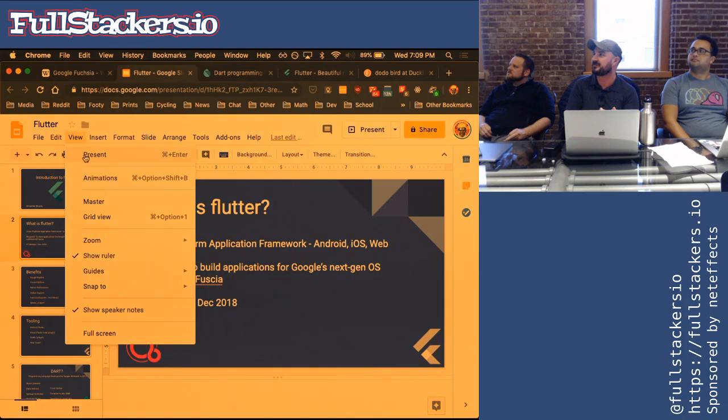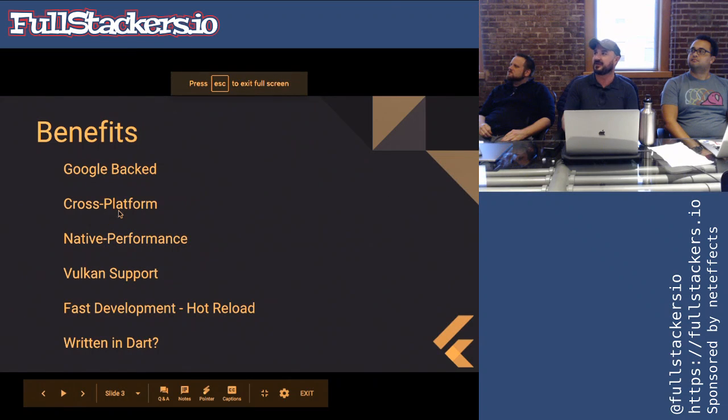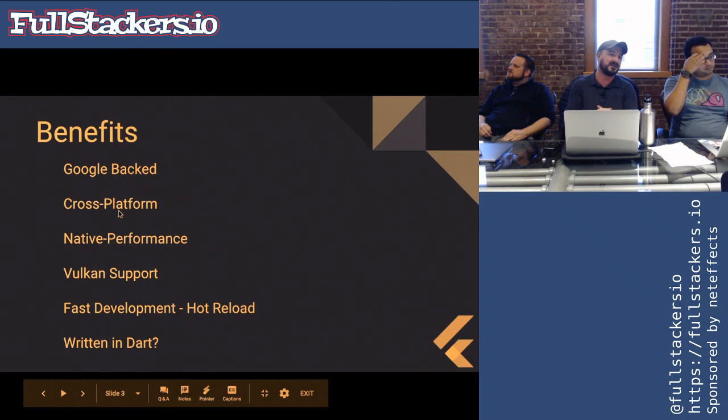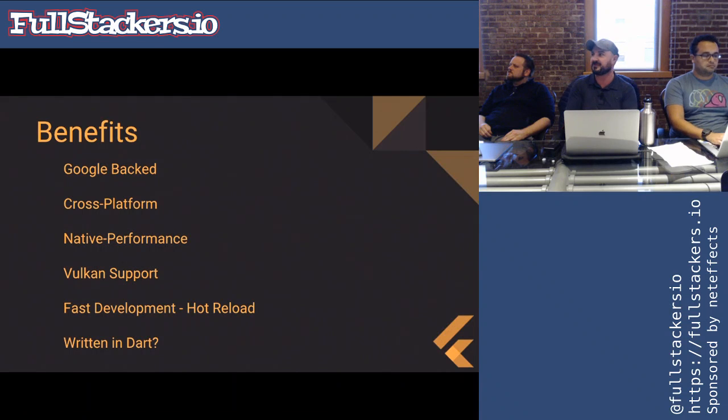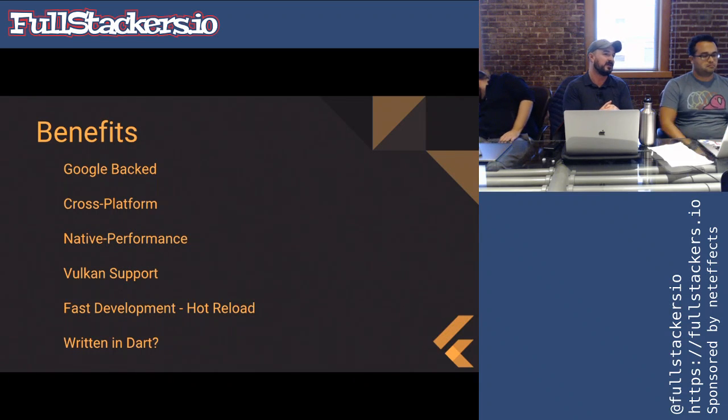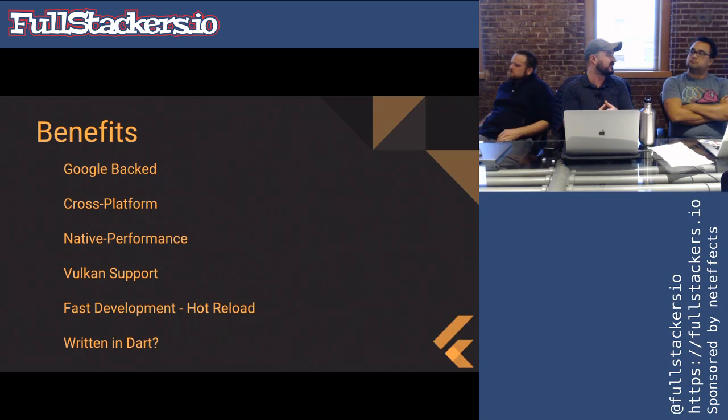Let me go back to this. Okay. So its supposed benefits are that it's backed by Google, right? It's written by Google engineers. It's cross-platform. It's supposed to have native performance. I think they're trying to compete against React Native, and they're saying that it's going to be faster and more performant. Maybe not as much as if you had written straight Android or straight Swift, but it's going to be fast and quick to develop. It has Vulkan support for high frame rates on certain devices. It supports hot reload, and then the caveat is that it's written in Dart.